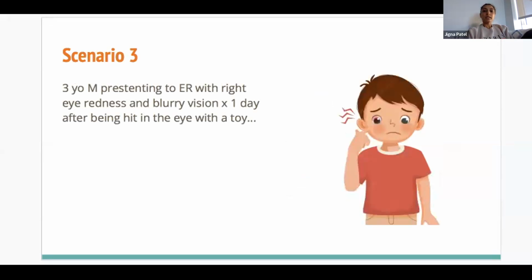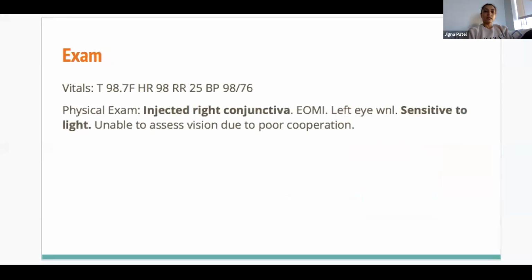All right, so we have a 3-year-old male presenting to the ER with right eye redness and blurry vision for 1 day after being hit in the eye with a toy. He's afebrile, his heart rate, respiratory rate, and blood pressure are within normal limits. On physical exam, you notice an injected right conjunctiva. His extraocular movements are intact. In his left eye, you don't notice any abnormalities. He does have some sensitivity to light. He's closing his eyes on examination when you're putting a light there. You're unable to assess any sort of vision because of poor cooperation.